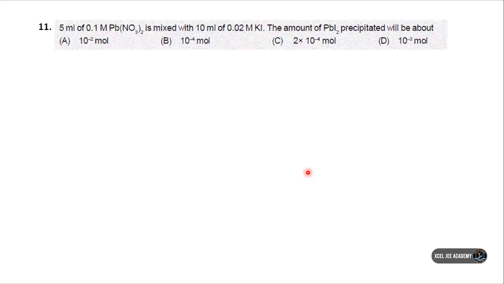So in this question we have 5 ml of 0.1 molar lead nitrate mixed with 10 ml of 0.02 molar potassium iodide, and we have to find the amount of PbI2 precipitated in this solution. First we have to write the reaction that is taking place. So the reaction between lead nitrate and potassium iodide gives lead iodide and potassium nitrate.